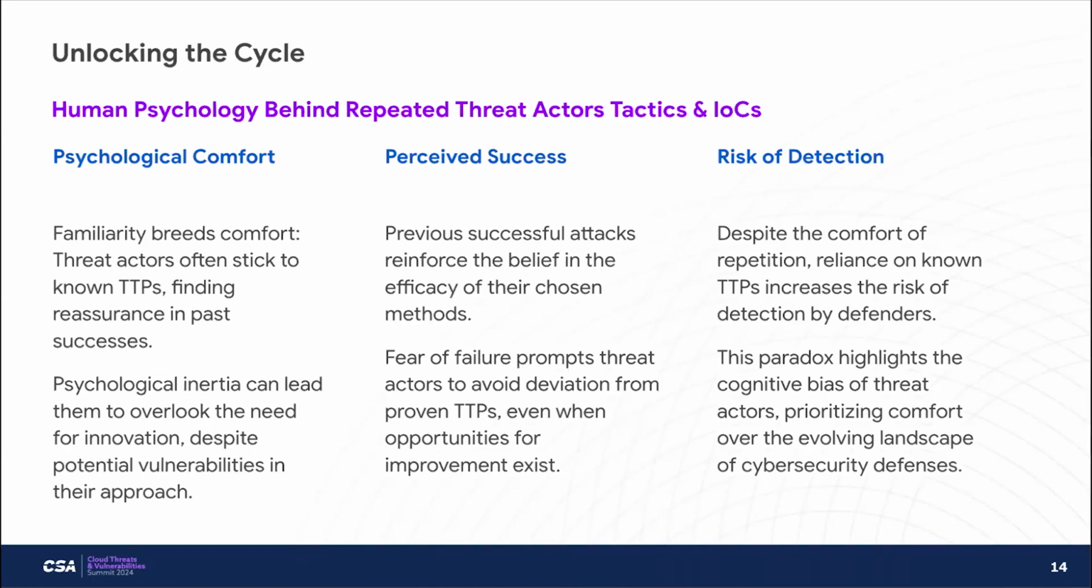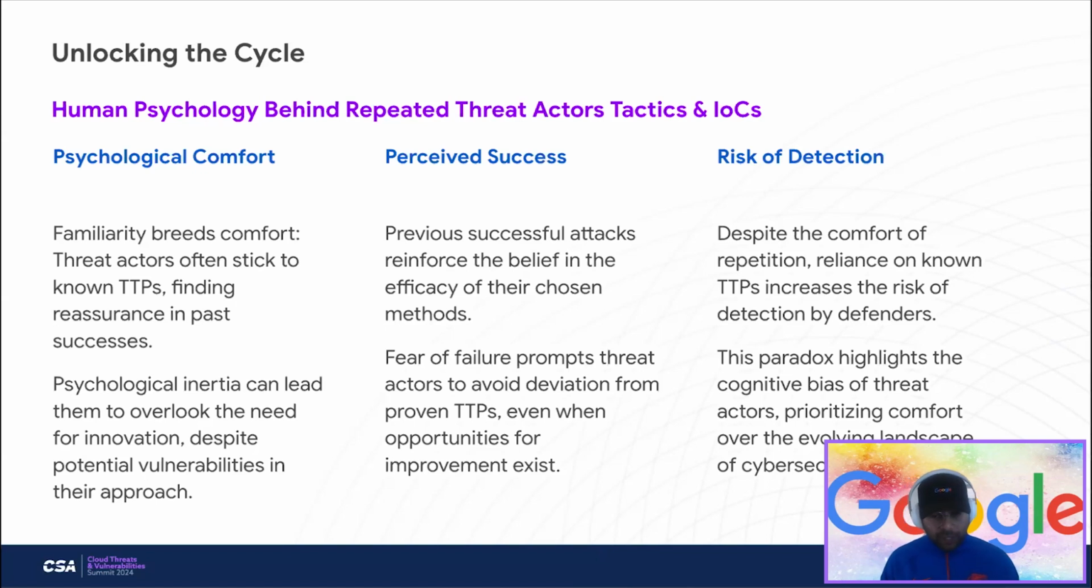Now, this brings us to a very important paradox that humans have, right? Threat actors prioritize comfort over the evolving landscape of cybersecurity defenses. However, this also increases the chance of their detection. So this is a kind of balance. Both the cyber defenders and the threat actors have to play against each other, so that it's a breaking of a chain where they don't get comfortable and keep using the same TTPs again and again. In conclusion, understanding the psychological factors driving threat actors' behavior is essential for developing effective cybersecurity strategies. By recognizing and addressing these biases, we can enhance our defenses and stay ahead in the ever-evolving cybersecurity landscape.